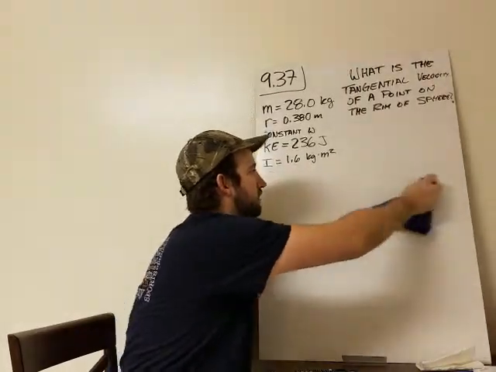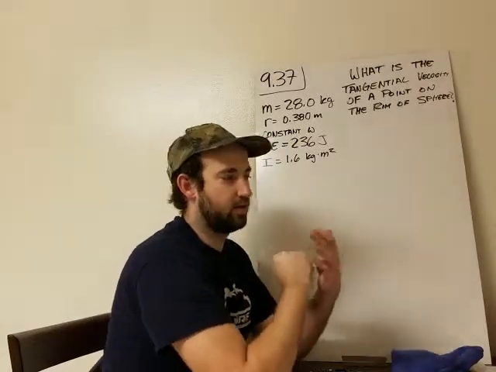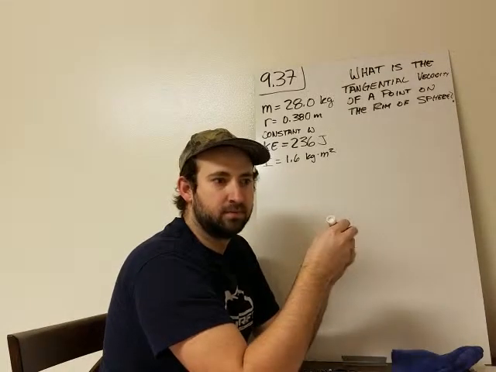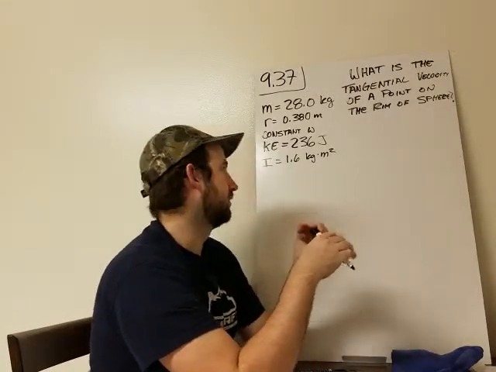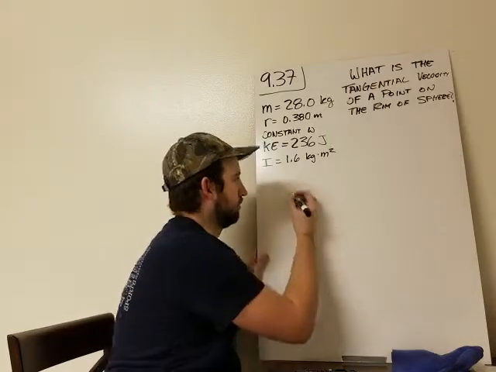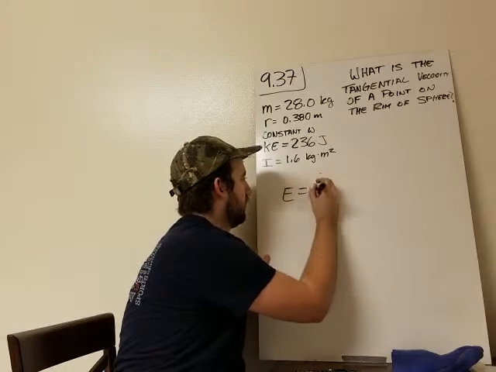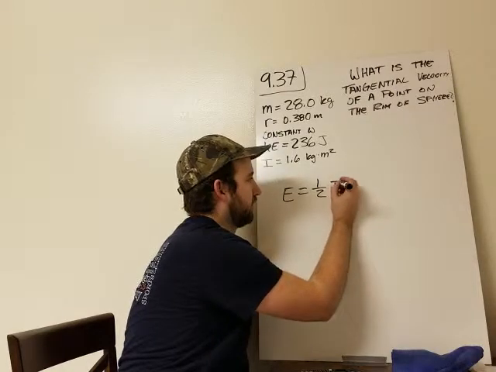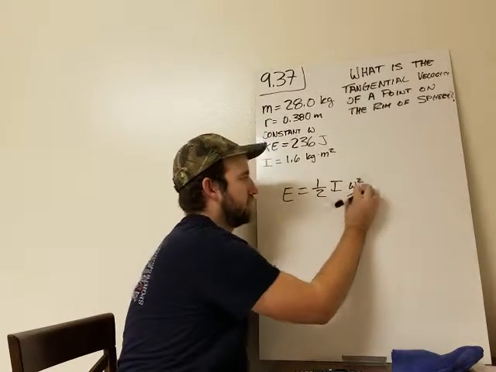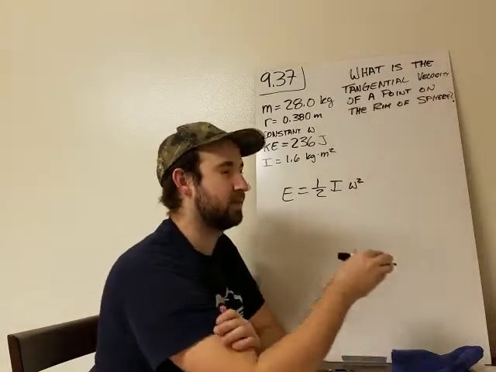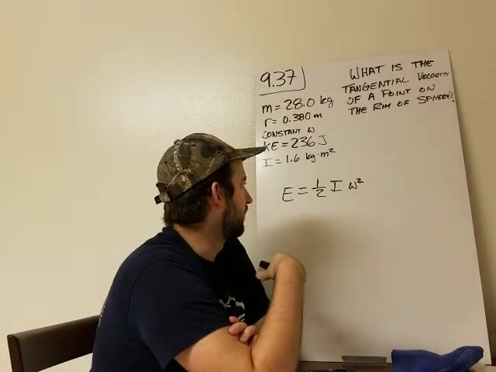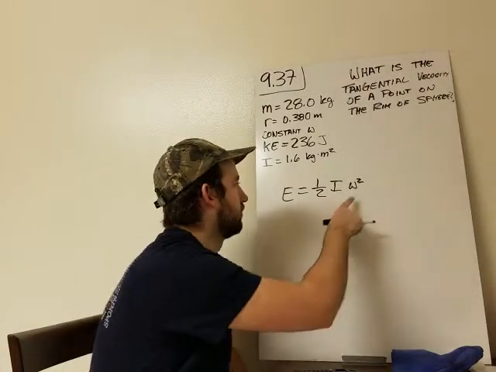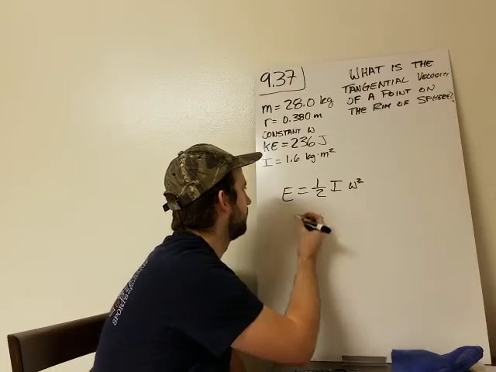So now we can use this newly found moment of inertia in our energy equation to find the angular velocity. So we know that the energy is equal to 1/2 times the moment of inertia times the angular velocity squared. And now what we can do is solve for our angular velocity.